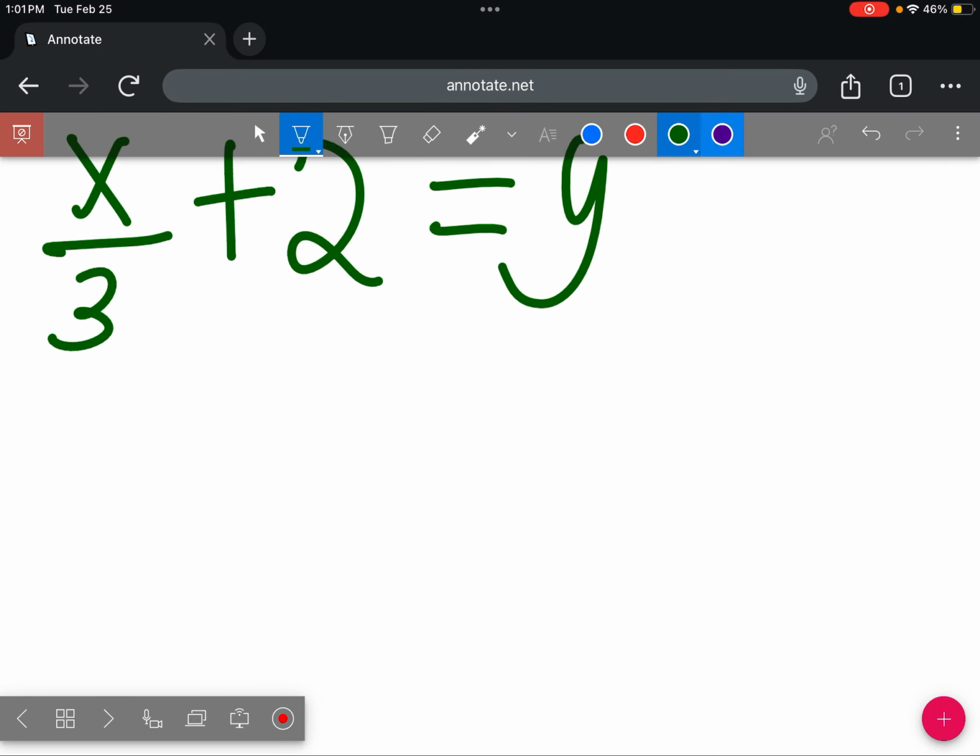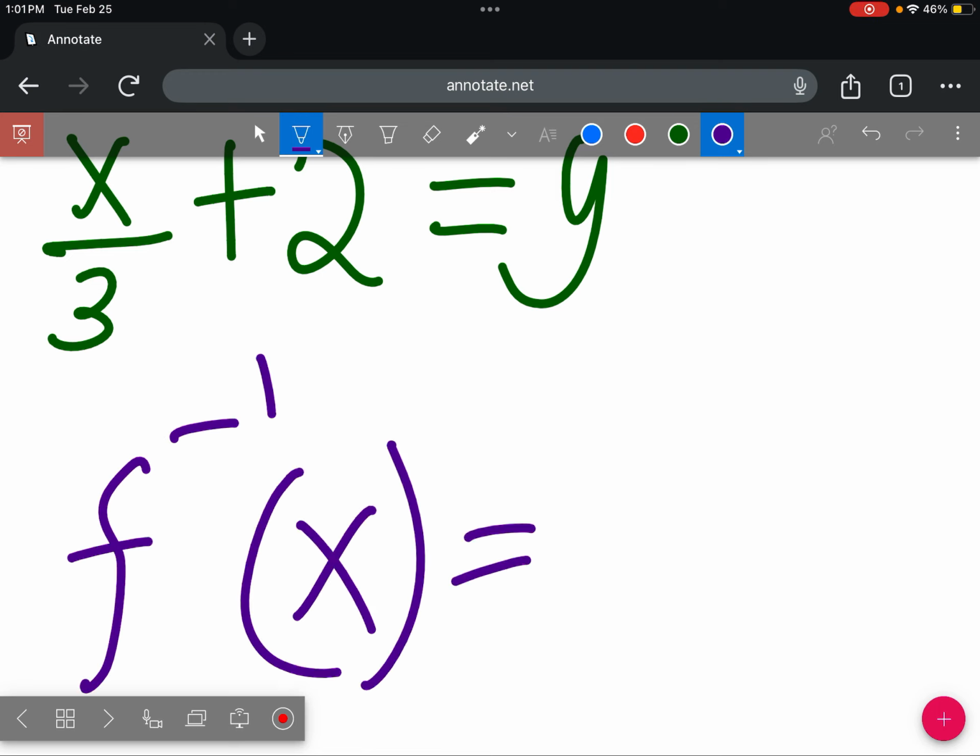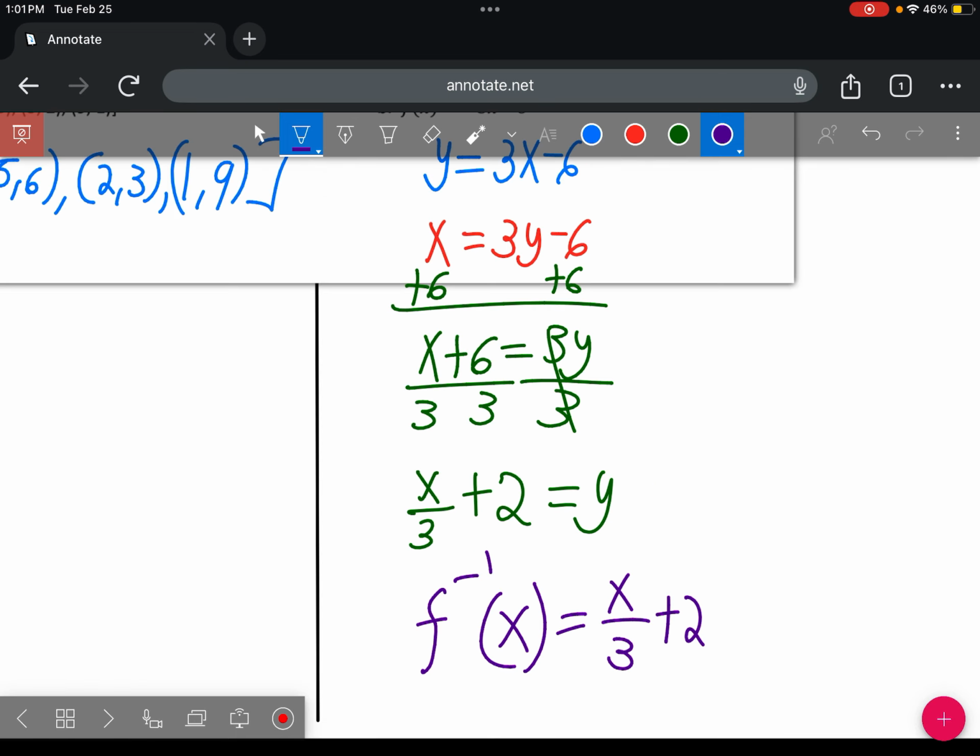And what is the last thing I need to do, guys? Inverse function notation is x over 3 plus 2. All right? Very good. Any questions?